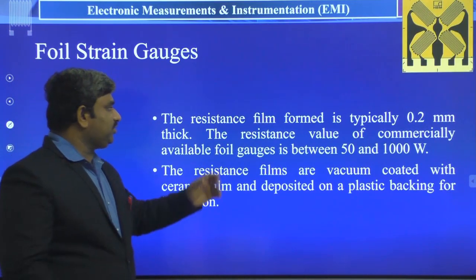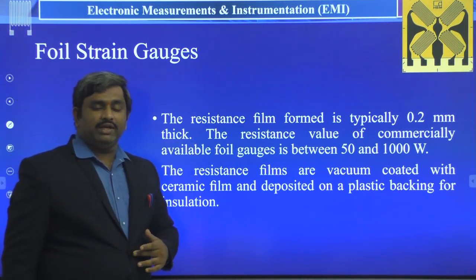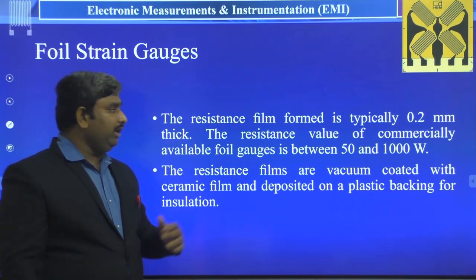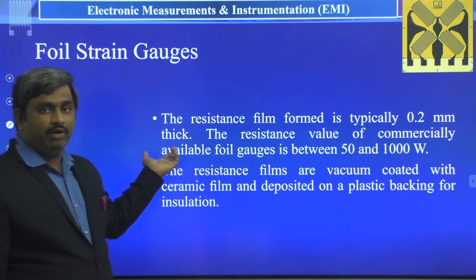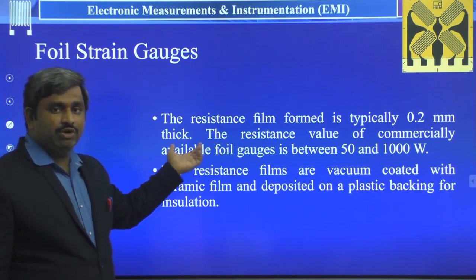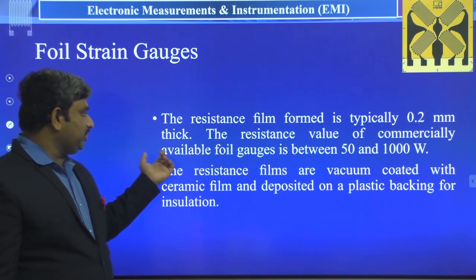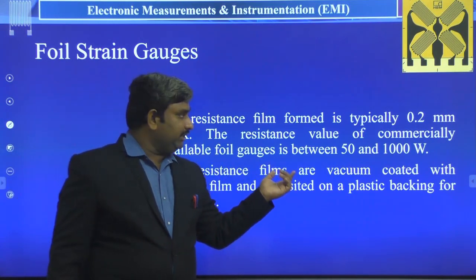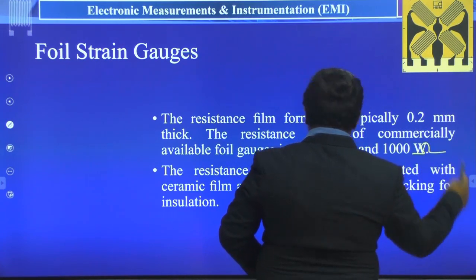Okay, the resistance film formed is typically 0.2 mm in thickness. So in this foil, the film thickness we have taken is about 0.2 mm. The resistance values commercially available for this type of strain gauge are 50 ohms to 1000 ohms.